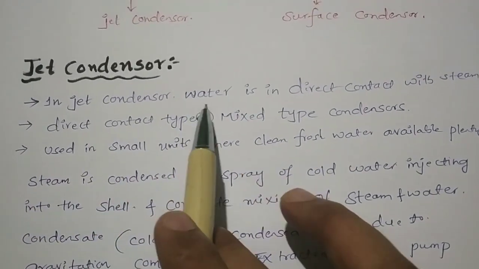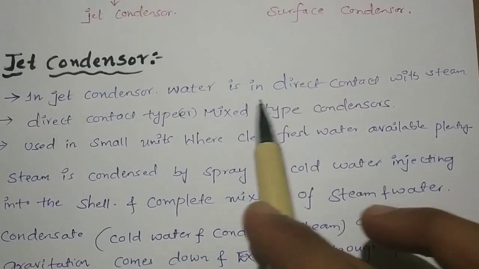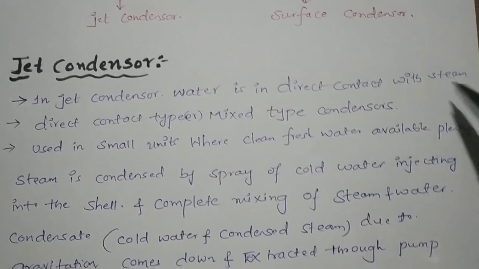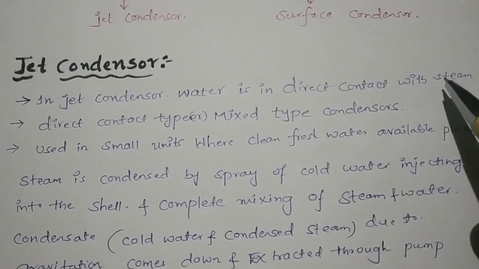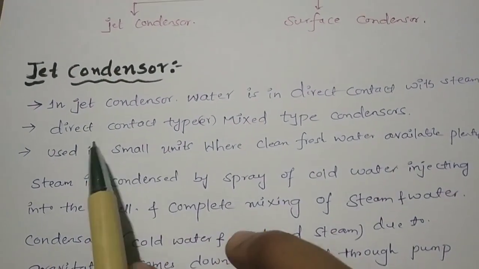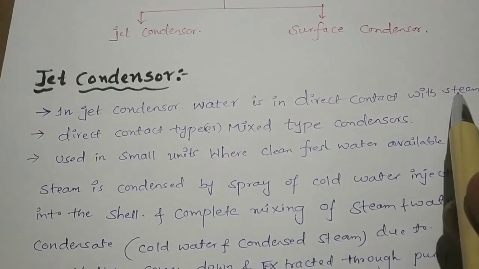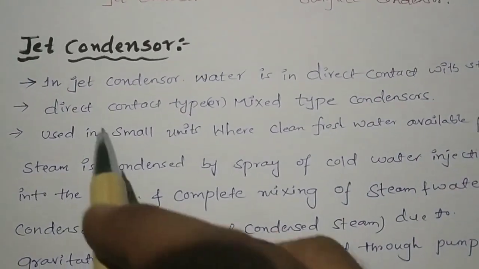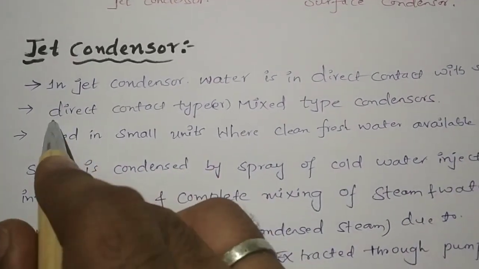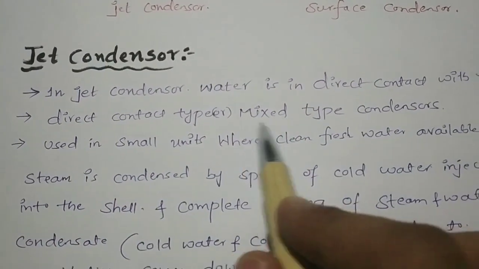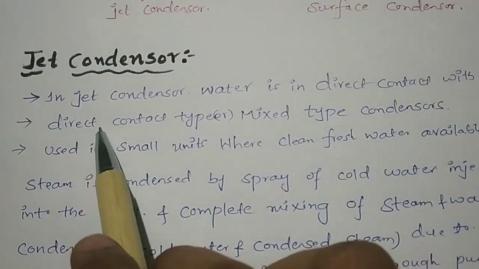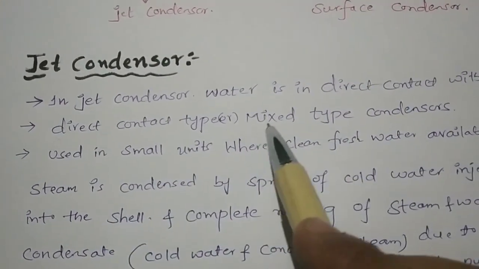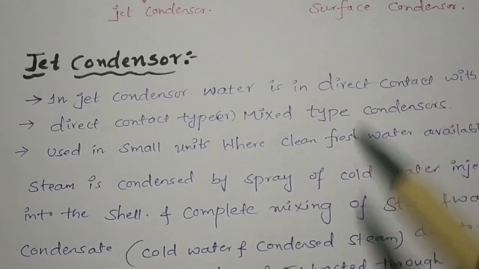See, in a jet condenser water is in direct contact with the steam. This point you have to remember: whatever cool water we are sending will be in direct contact with the steam coming from the turbine exit. Here the water and the steam are both in direct contact. That's why this condenser is named direct contact type, or it is also called mixed type condenser. Why? Because both water and steam are mixing.